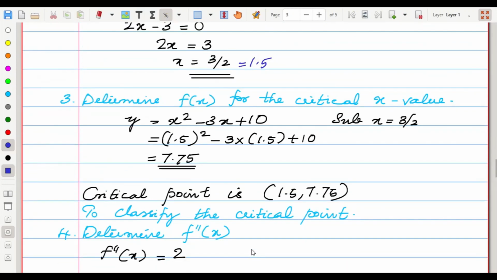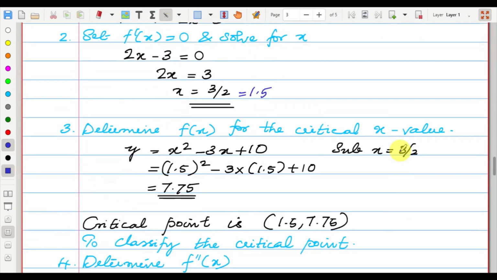So our critical point has x value 1.5 and y value 7.75. Now we need to classify whether the critical point is a minimum, maximum or saddle point. From the first derivative we get the critical point, and from the second derivative only can we classify the critical point as maximum, minimum or saddle point. Now we need to determine the second derivative.